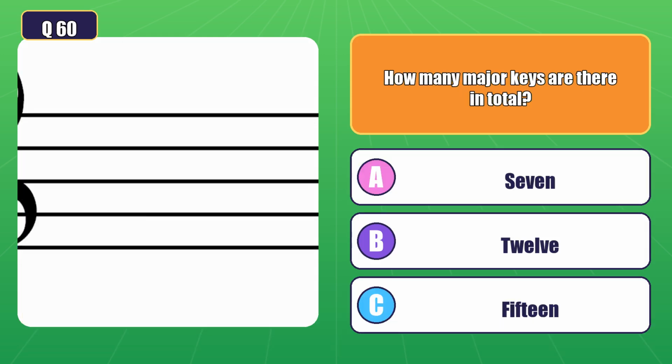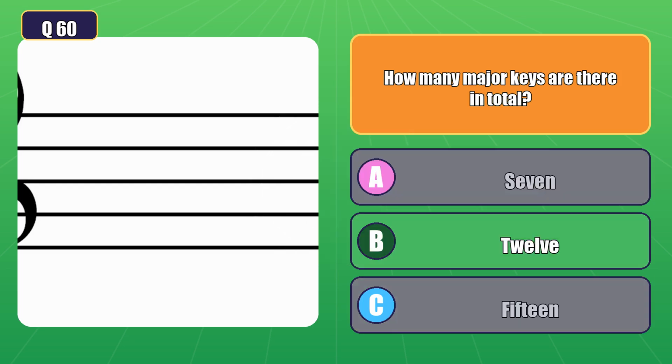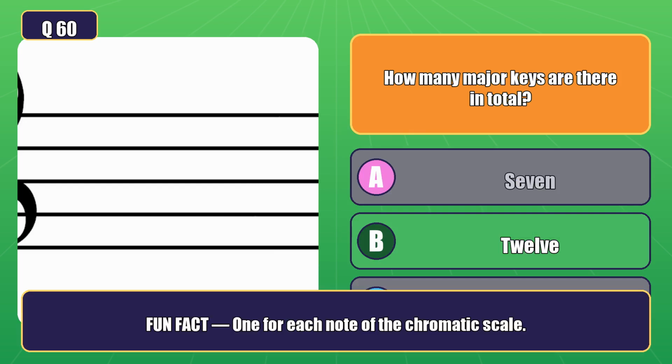Question number 60. How many major keys are there in total? The answer is 12. Fun fact, one for each note of the chromatic scale.